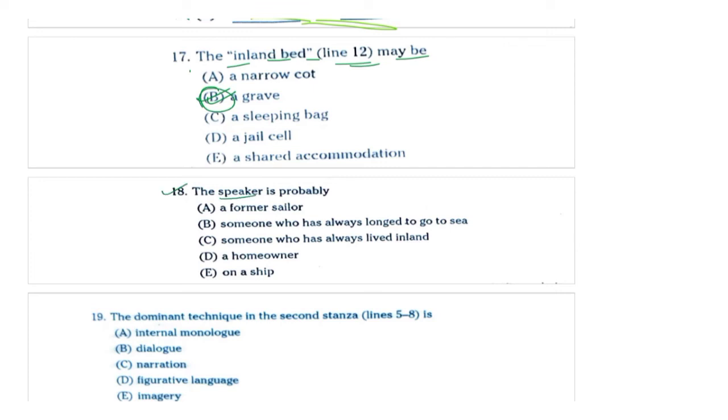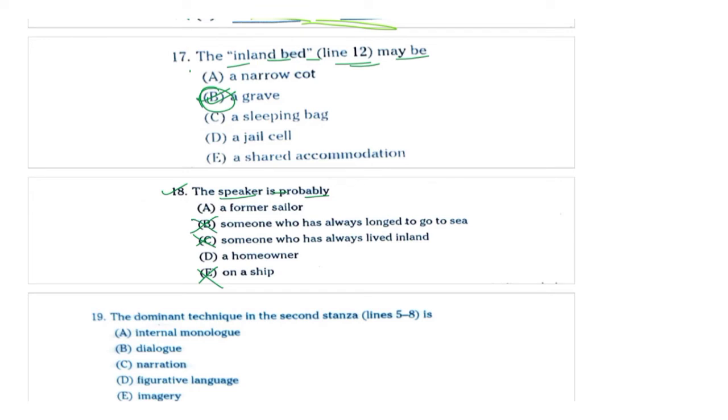Next question. The speaker is probably. Now the speaker is longing to go to the sea once more. So choices C and E are easy to eliminate, we can say. You know that the speaker wants to go to the sea now, right? But you don't know if that same wish was always present within him. So we will not consider number B. So we should drop number B.